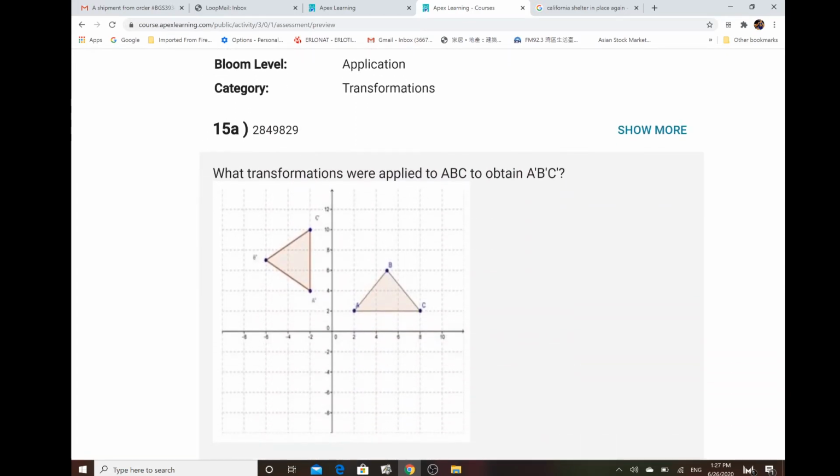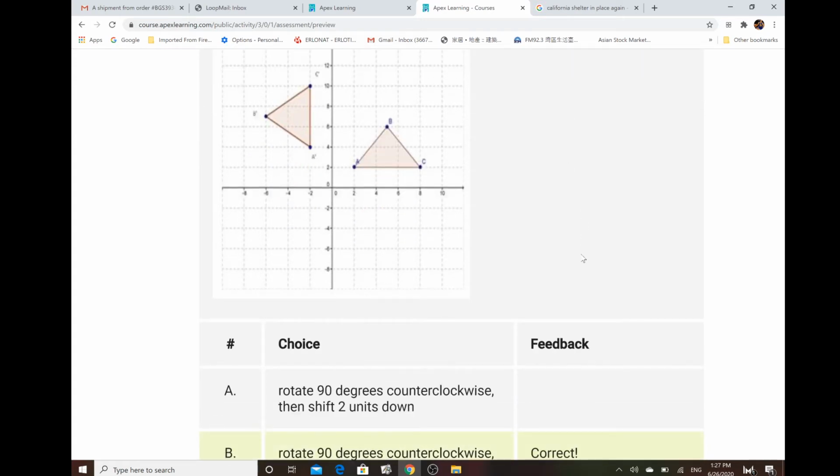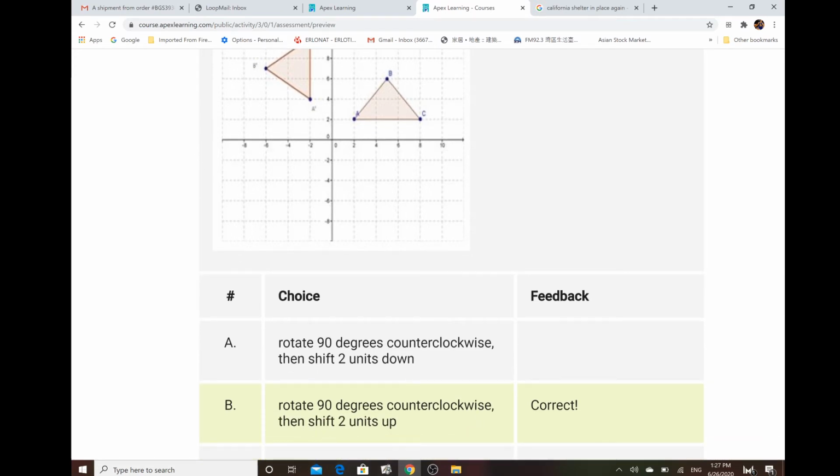And what transformation would apply to ABC to obtain A prime, B prime, and C prime? So ABC to A prime, B prime, C prime. This one has something to do with rotations and translations. Rotate 90 degrees counterclockwise and then shift 2 units up. Anything that's considered rotating would be rotation. Shifting, moving up and down, left to right, would be considered translation.